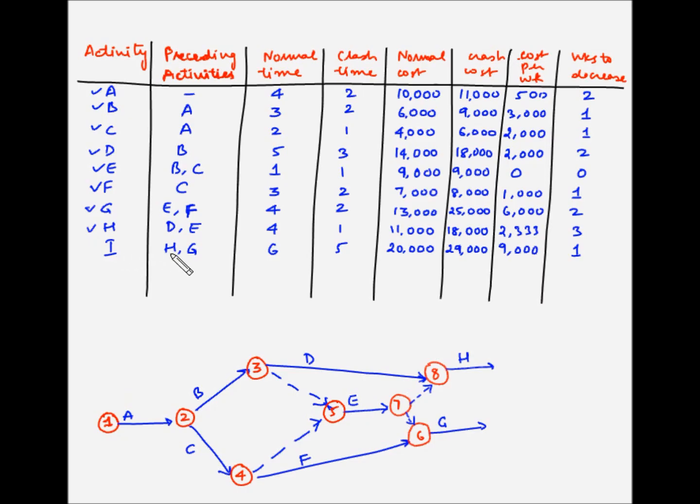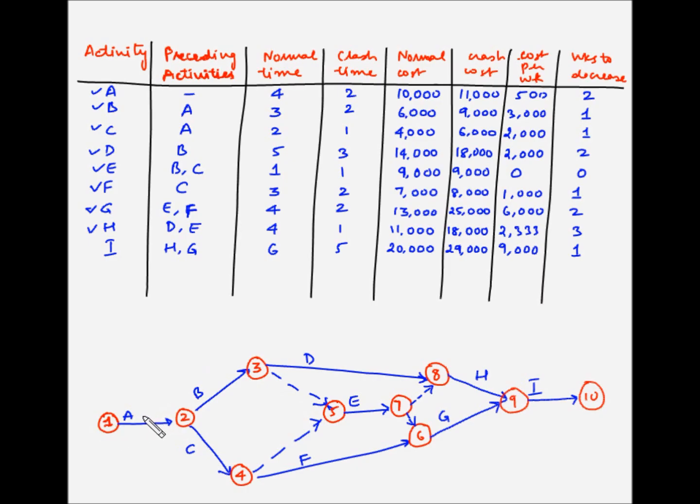Now next is I, which is dependent on both H and G. So H and G have to merge into one node, and then from there we can draw I. So let me modify these two. So let's say this is H, and this is G, and both of them merge into one node. So this is 9, and from here we will have I, and this ends in the finish node, which is 10. So let us validate that the network diagram is accurate.